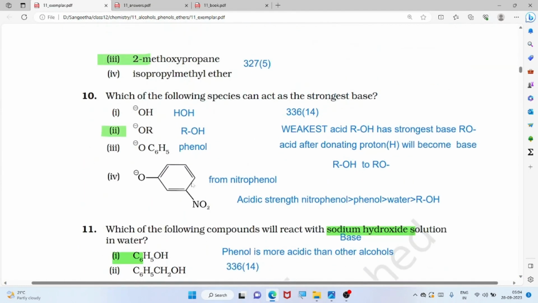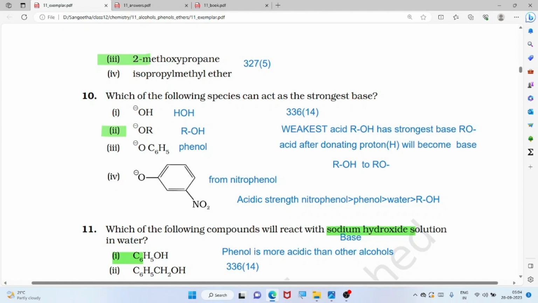Which of the following species is the strongest base? So these are all derived from the acids. Okay, this is water, from water, from the alcohol, from phenol. This is a base after removing the hydrogen. So from nitrophenol: the acidic strength of nitrophenol is greater than phenol, which is greater than water, that is greater than the alcohol. So this is the weakest acid among these things.